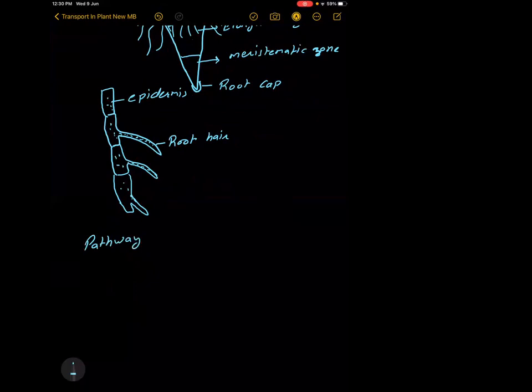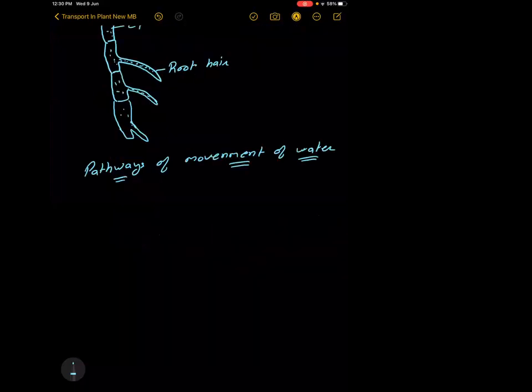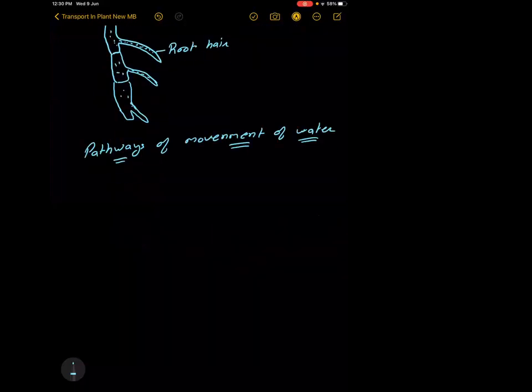I think you are aware of these terms, pathways of movement of water. These are two terms we use, symplast and apoplast. Okay, there are two different terms, symplast and apoplast. Here, actually, what happens, symplast, sorry, this is symplast.